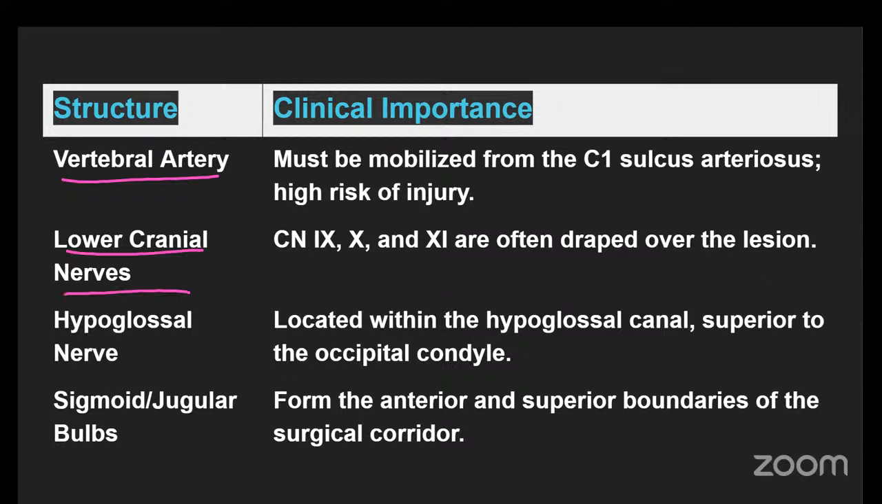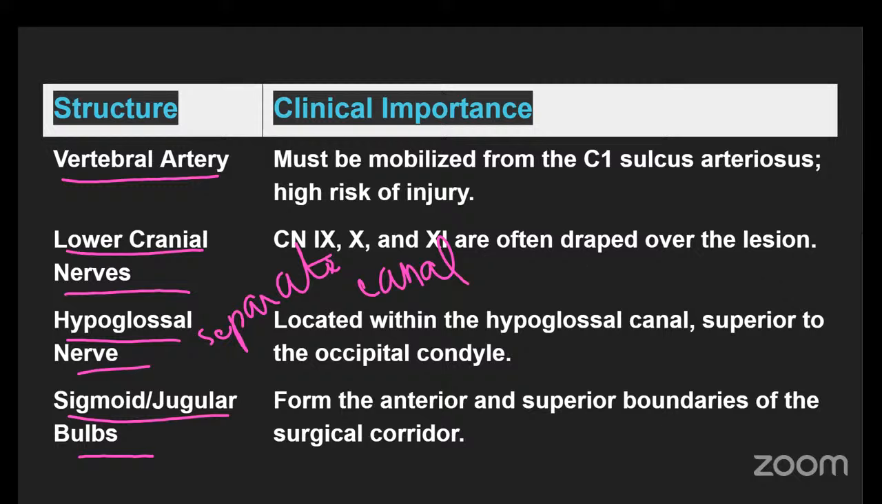Okay, so these are the structures which are at risk. They were discussed at length by Dr. Itzaz yesterday. The vertebral artery is at risk, understandably so. The lower cranial nerves are at risk. Hypoglossal nerve is obviously included. Why are we counting it separately? Because it travels through a separate canal. Since it travels through a separate canal, this becomes an independent consideration. And then we have the sigmoid or the jugular bulbs. Please mute yourself. So we have the sigmoid and the jugular bulbs as well. And this is basically an overview of what structures are at risk.